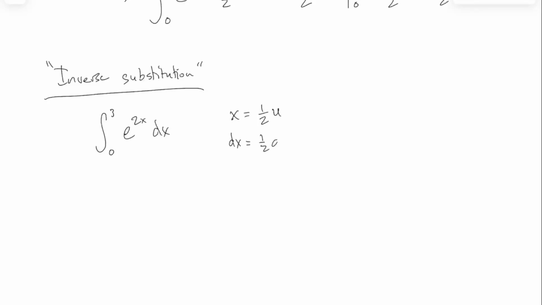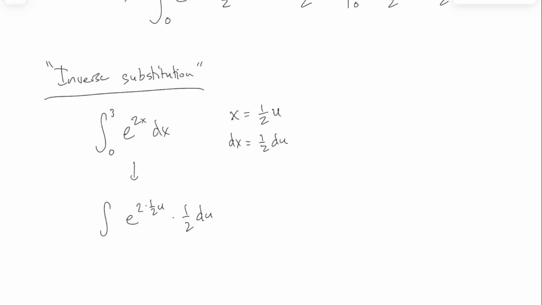1/2 du, would you say? Yeah. And so this we can plug directly in, and it becomes e to the 2 times 1/2 u. I plugged in for x. And then the dx is 1/2 du. And then as before, we can calculate the appropriate u values.